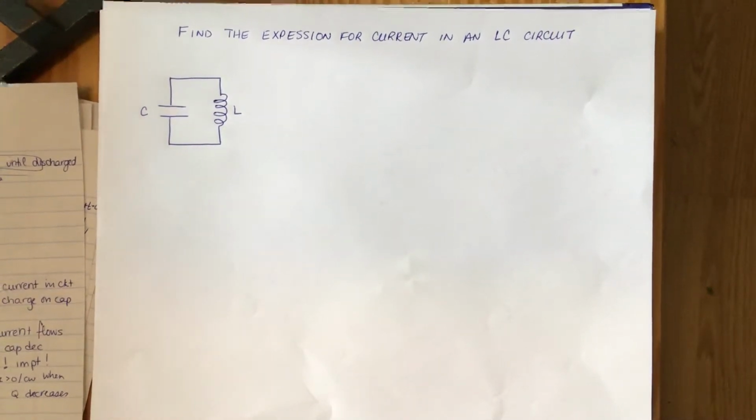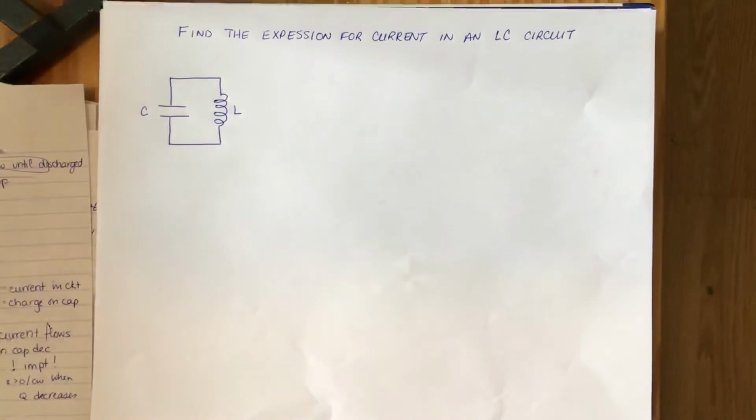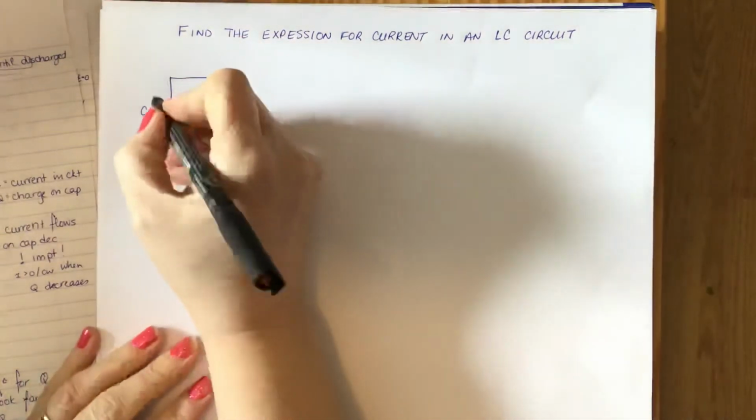We'd like to start by considering an LC circuit, a circuit with a capacitor and an inductor. And let's find the expression for the current in the LC circuit. So the first thing we'll have to do is decide on directions of charge and current flow.